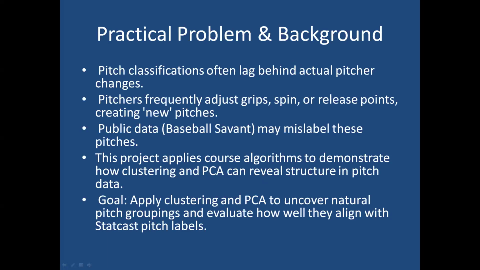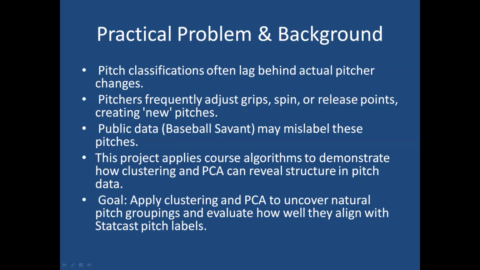For the practical problem and background, I had to narrow this down a little bit from the proposal, but basically, pitch classifications can lag behind real mechanical changes. Pitchers routinely adjust spin, velocity, shape, and release point. Public pitch labels like Statcast may be inaccurate or slow to update. Machine learning allows us to objectively group pitches based on physical characteristics instead of labels.